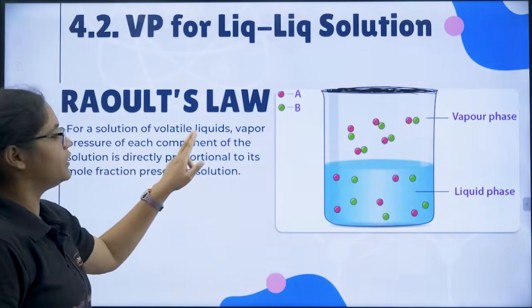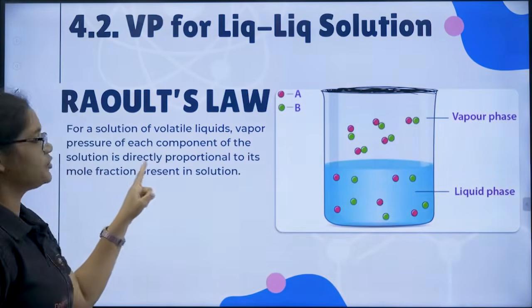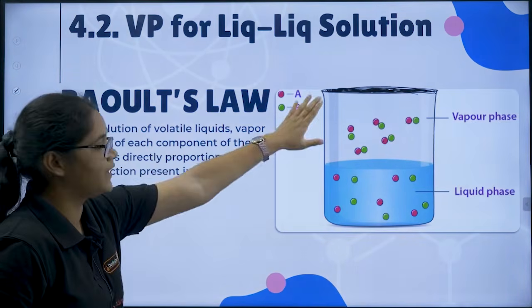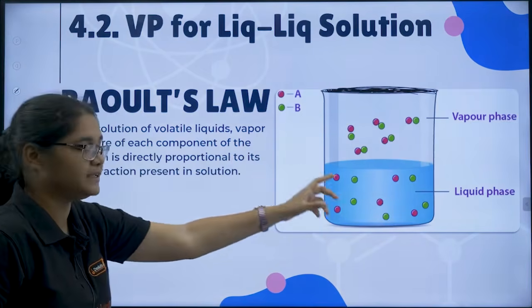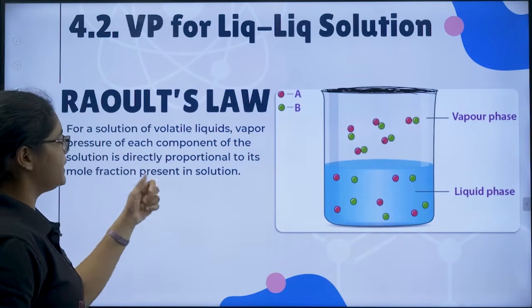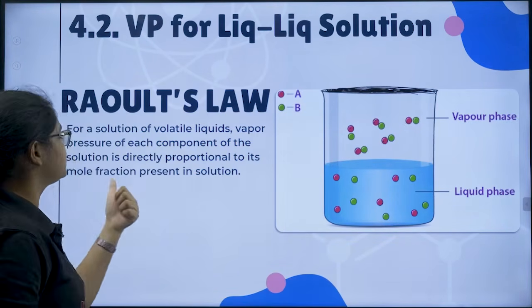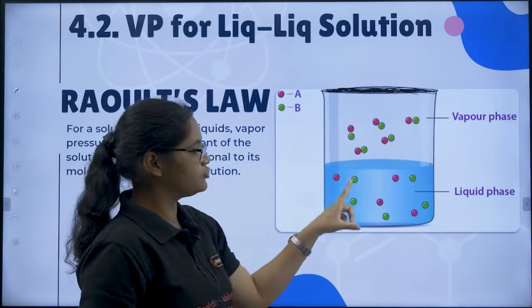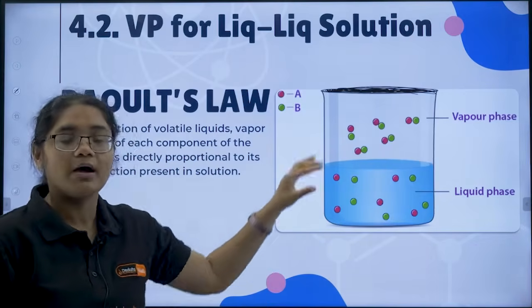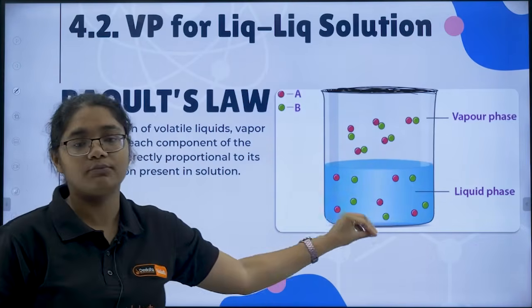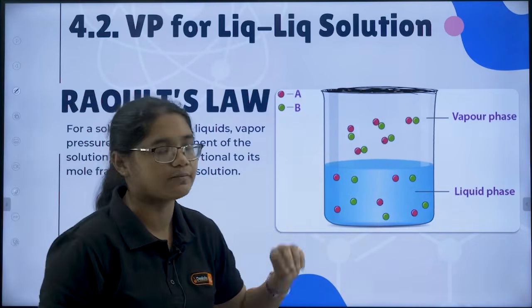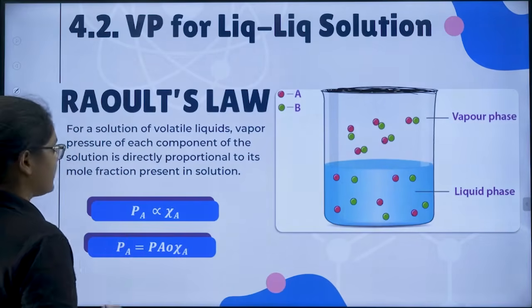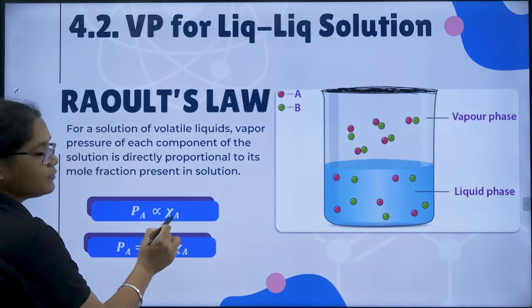For a solution of volatile liquids, the vapor pressure of each component, vapor pressure of A, vapor pressure of B, vapor pressure of C, is directly proportional to its mole fraction present in the solution. Pressure of A is proportional to the mole fraction of A present in the solution. Pressure of B is proportional to the mole fraction of B present in the solution. So how can we write it? You can write down PA is proportional to XA.